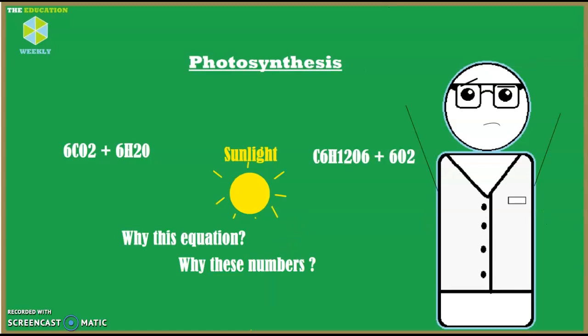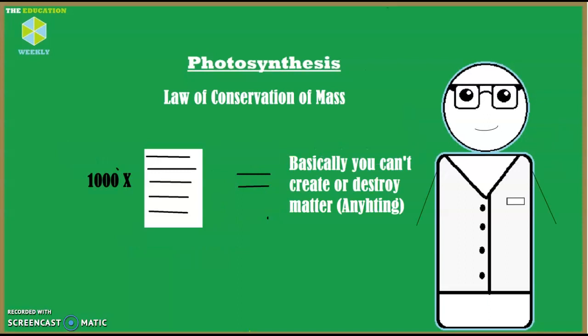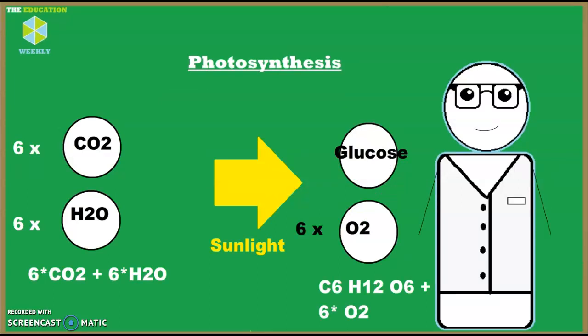But why this equation? Why these numbers? Well, first, to understand this and answer these questions, we need to know about the law of conservation of mass. This is a super long, big law, but let's shorten it down. It's basically, you can't create or destroy matter, and matter's everything, so you can't create or destroy anything. With that in mind, let's look back at the equation. I've made it more visual and easy to understand now.